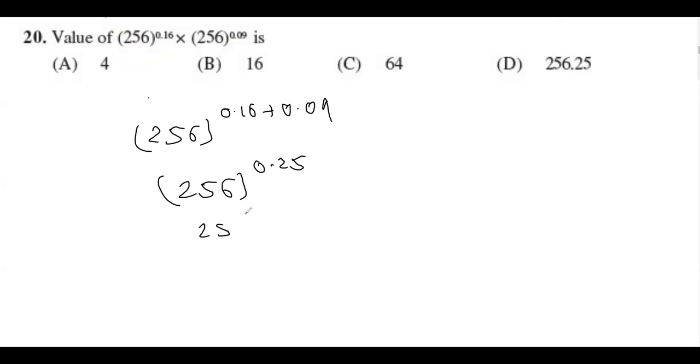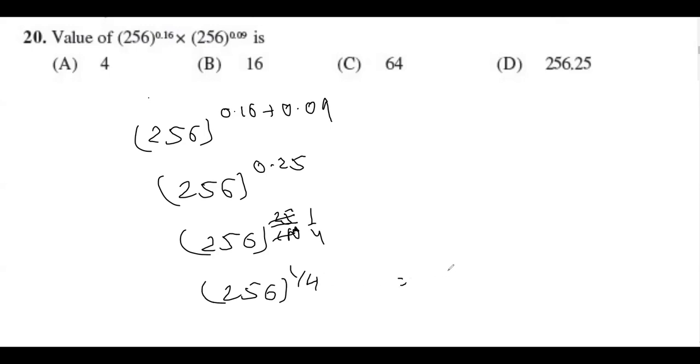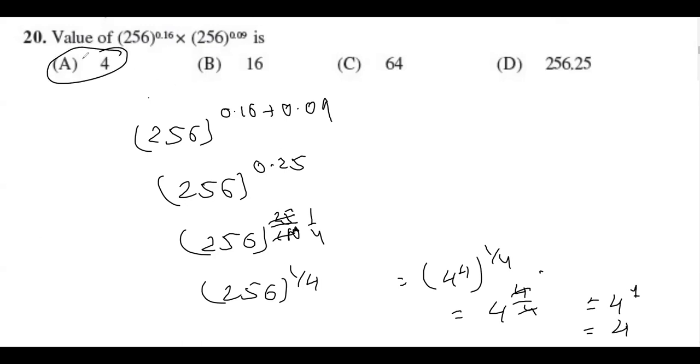This is 256. I can write 0.25 as 25 over 100, which can be reduced and written as 1 by 4. So this is 256 raised to the power 1 by 4. I can write 256 as 4 raised to the power 4, and that whole power 1 by 4. So this is 4 raised to the power, if you multiply 4 with 1 by 4, we are getting 4 by 4. This gets cancelled. That is equal to 4 raised to the power 1, which is nothing but 4. So we'll say that A is the correct option for this.